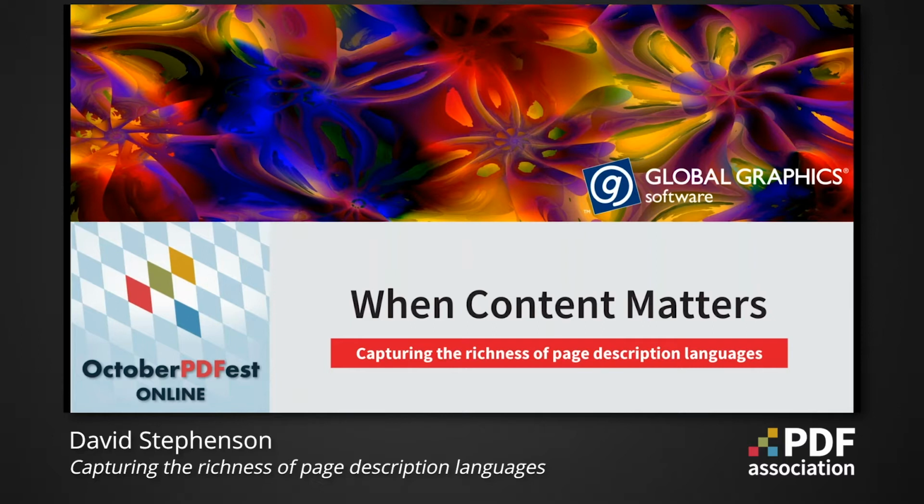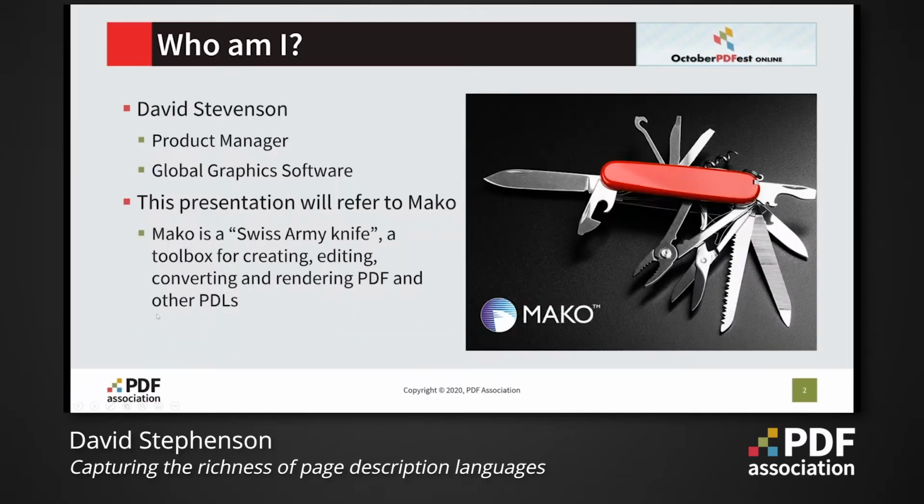Mako is a C++ and C# SDK for converting, processing, and rendering PDF and other page description languages, or PDLs, and it's used by customers to develop print workflow components. So although I'll be mentioning it today, what I want to talk about is recovering useful information, not just from PDF, but also from other PDLs. So we'll learn a little bit more about Mako later on.